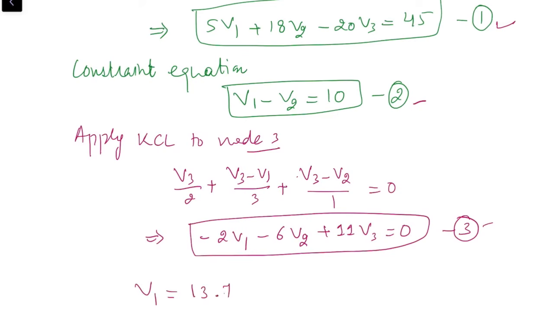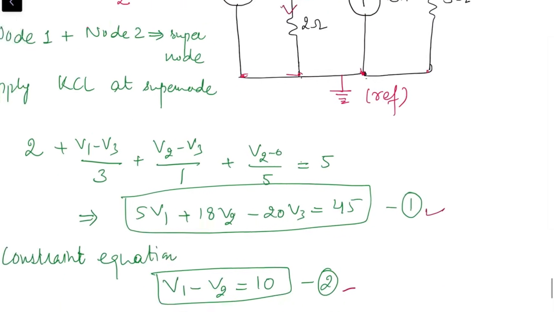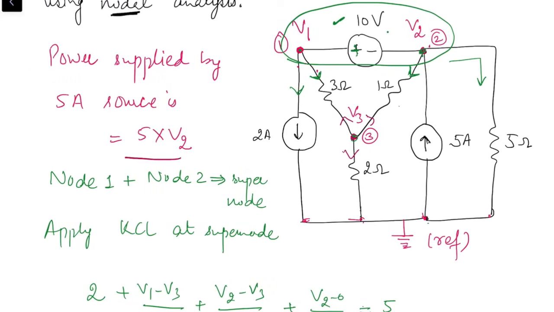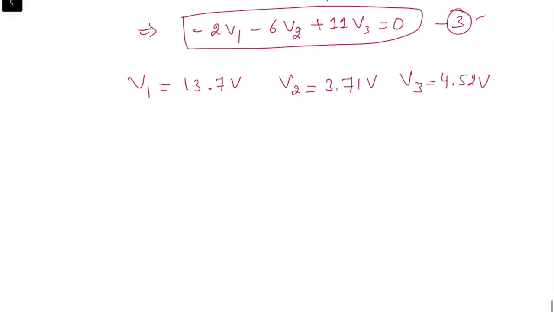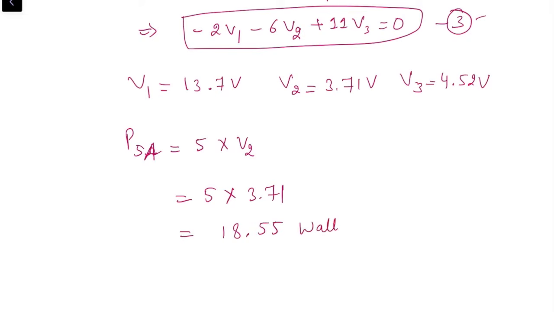When we solve these three equations simultaneously, V1 comes out to be 13.7 volts, V2 is 3.71 volts, and V3 is 4.52 volts. The question was to find the power supplied by the 5 ampere source, which is equal to 5 into V2. So P of the 5 ampere source is 5 into 3.71, which is 18.55 watts.